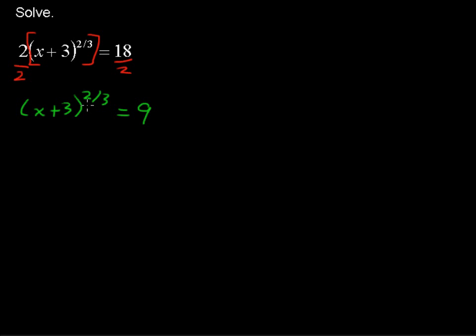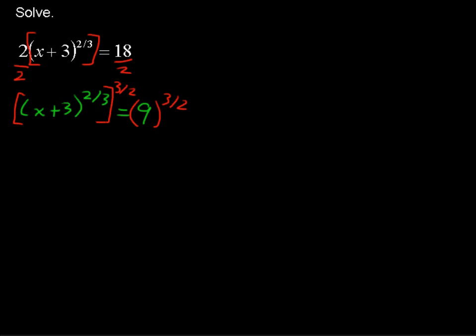So just like if we have something to the square root, that is to the 1/2 power, and we raise it to the second power, that's the reciprocal of 1/2. And if we have something squared, we raise it to the 1/2 power, or we square root that. So we'll just raise everything to the reciprocal of 2/3. So that is to the 3/2. And of course we will do that on both sides.